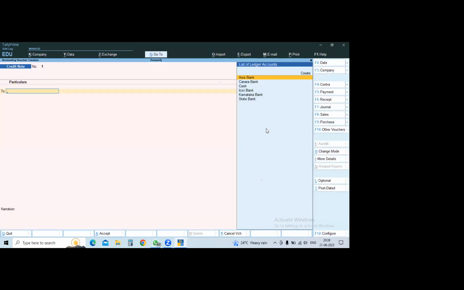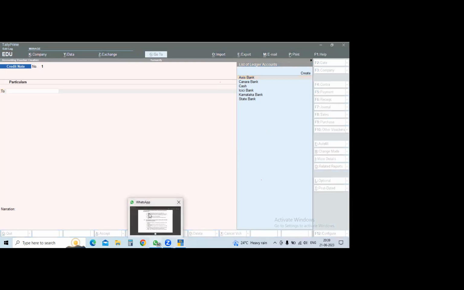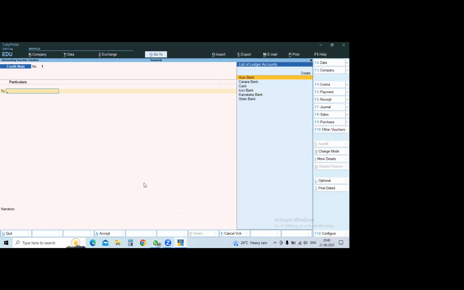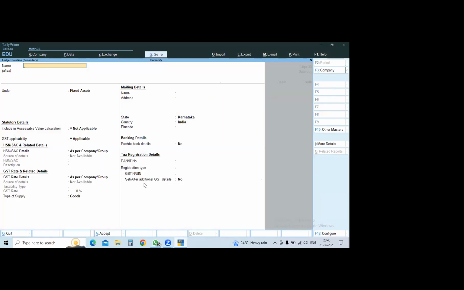Credit note and debit note mean sales returns and purchase returns. Credit note is a sales return. So the entry will be as shown in the question. See the last question here: 7,000 worth of goods sold returned back from Anita Industry. So here the sales returns account will be debited to Anita Industry. Now you go to Tally and take Anita Industry. That means you have to create Anita Industry, so create Anita Industry under credit.